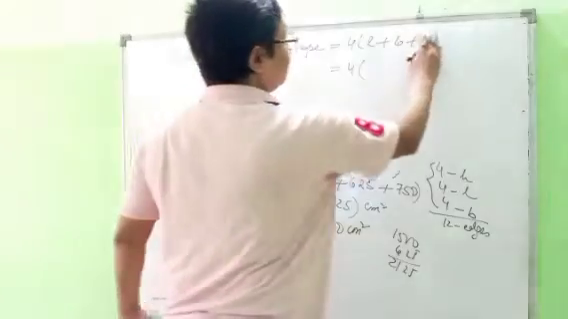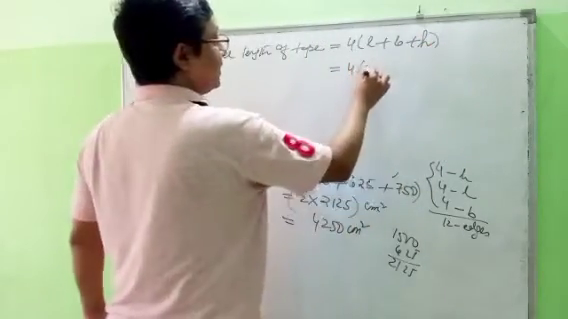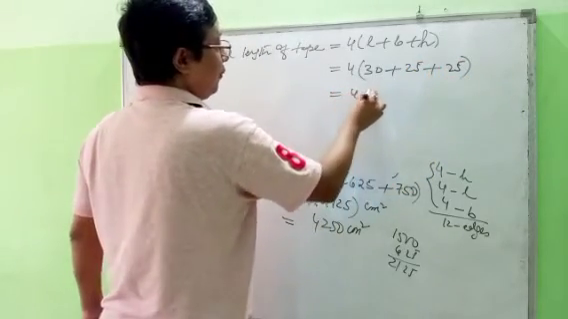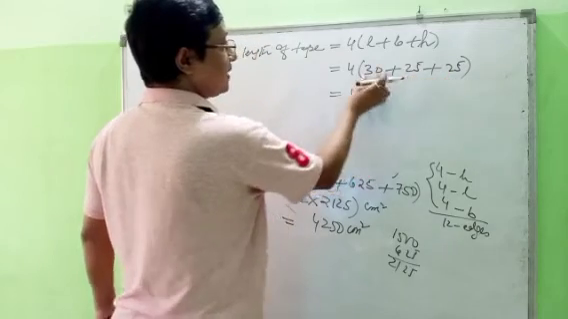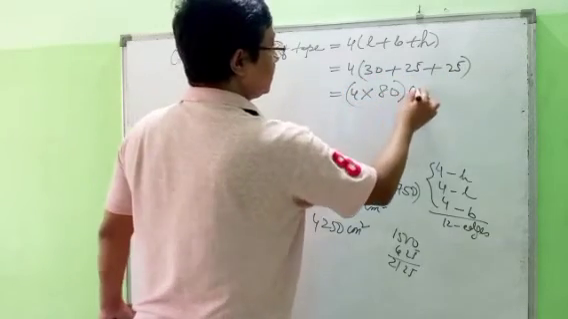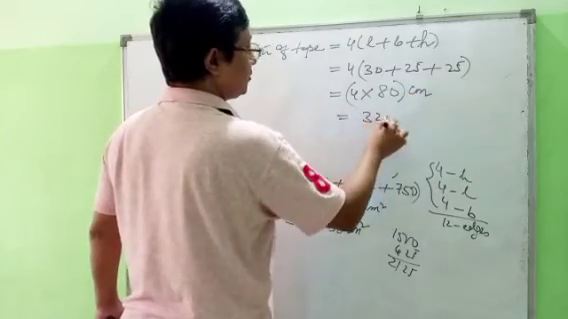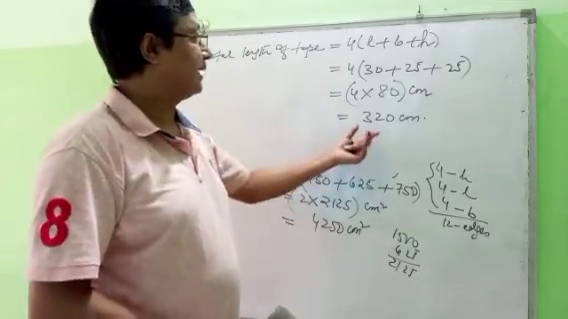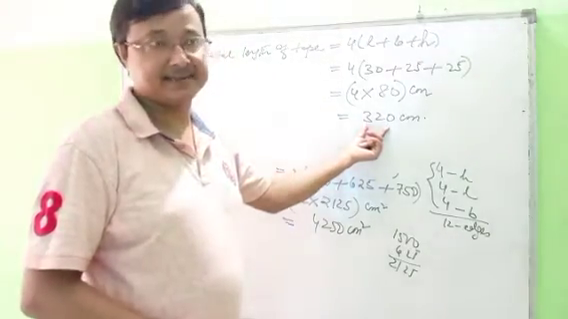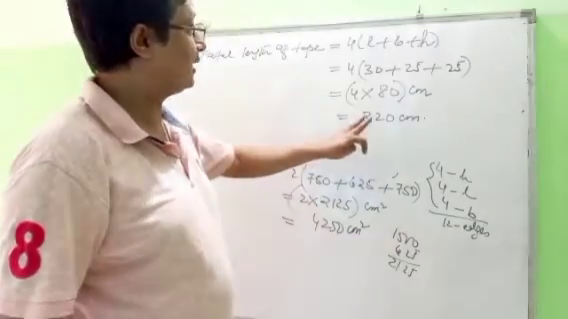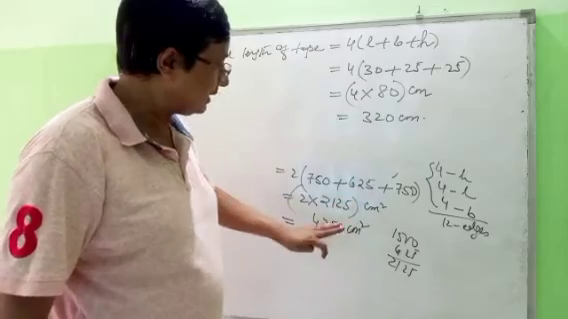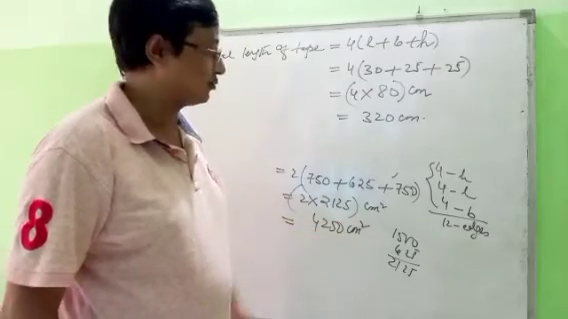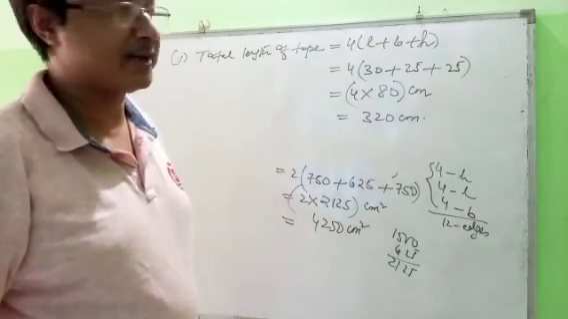Now here length is 30, breadth is 25, height is 25. So you get 4 into 50 plus 30, it will be 80, so you get 320 centimeter. So this much tape is used in joining the glasses to make the greenhouse. So the total length of tape is 320 centimeter and the total area of glass used in making the greenhouse is 4250 centimeters square. So with this we have come to the end of today's class. Thank you.